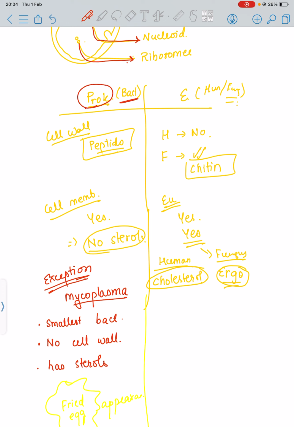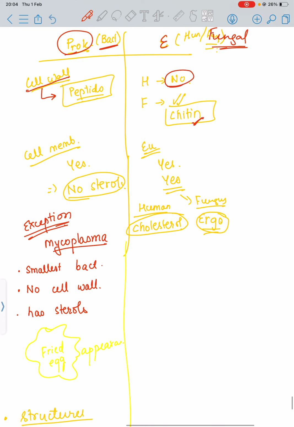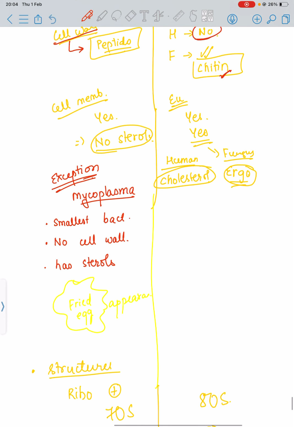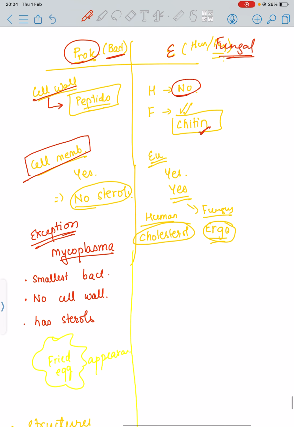Prokaryotic cells or bacterial cells basically have cell wall made up of peptidoglycan, and eukaryotes, which basically includes fungal cells or human cells, does it have cell wall? In case of humans, no. In case of fungus, yes, it is made up of chitin. Okay, then we also discussed about the cell membrane, but today I'd like to ask, does bacteria have cell wall? Yes. Does eukaryote cells have cell wall?